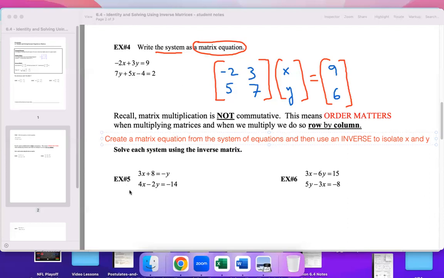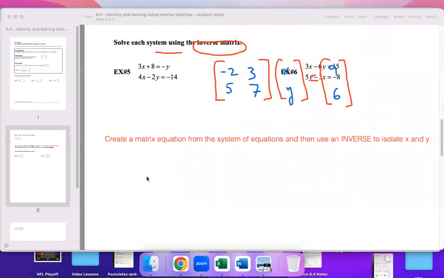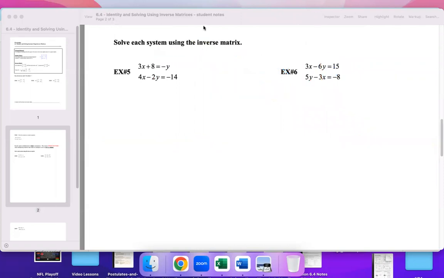let's look at exam 5. And this is where matrix multiplication is going to matter. All right. So let's make another matrix equation here. 3, 1, 4, -2, times X, Y, equals -8 and -14.